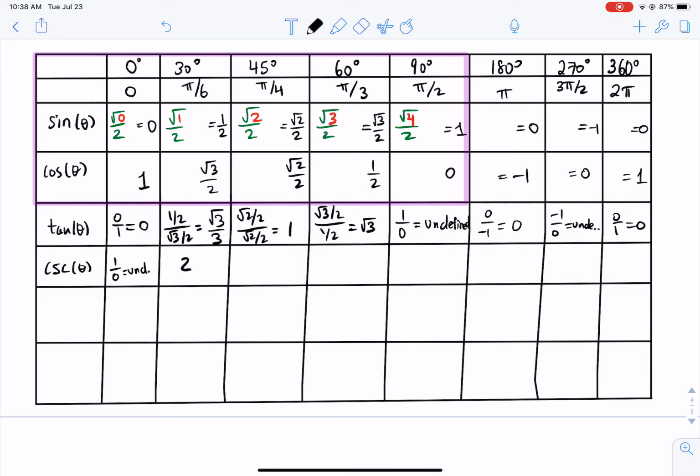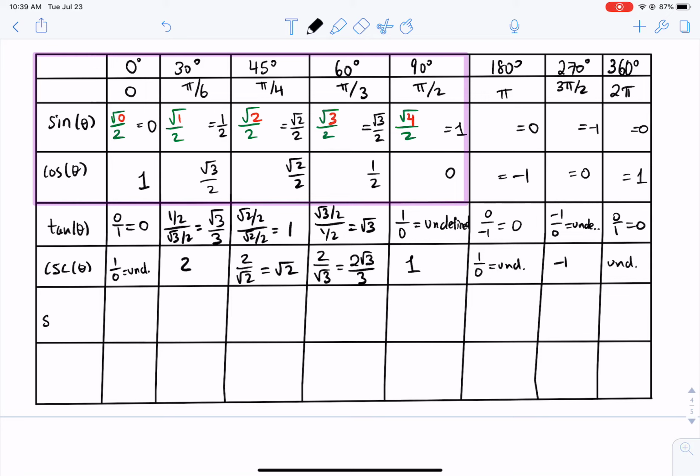What about the next one? It's just going to be 2 over radical 2, which is radical 2 when you rationalize it. Then the next one is going to be 2 over radical 3, but you have to rationalize it, and it's just going to be 2 radical 3 over 3. The next one is just going to be 1. Then the next one is 1 over 0, which is undefined. Then negative 1, and then finally undefined.